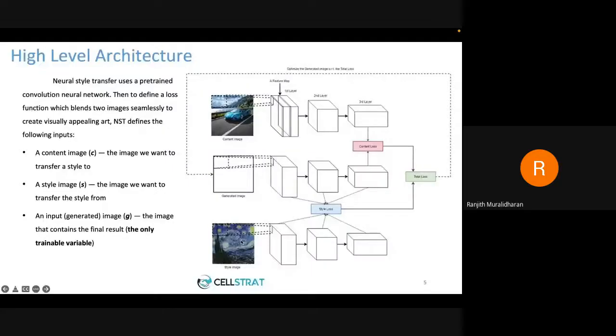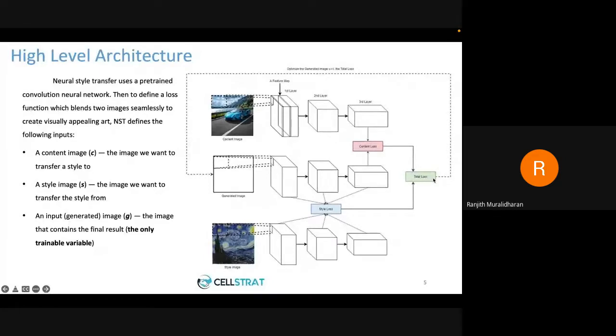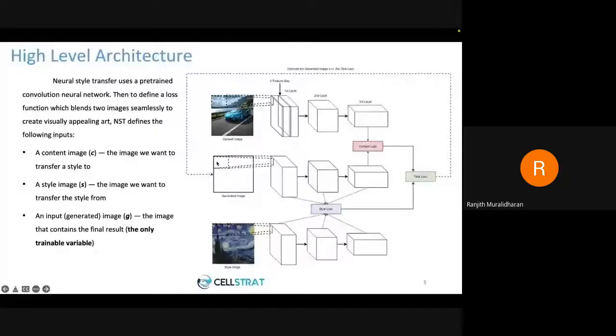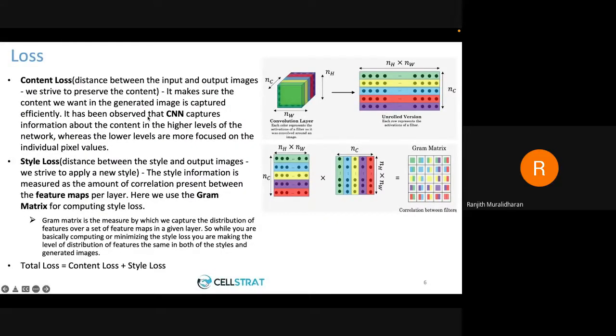Now, a style image, again, passes through a set of layers as part of the CNN, and it gives you a loss, which is called the style loss. The sum of both content and style loss gives you the total loss, and this total loss is what will determine your output image. If you see an arrow which goes directly to the generated image, this is what will give you your output image. And this is your content loss, style loss.